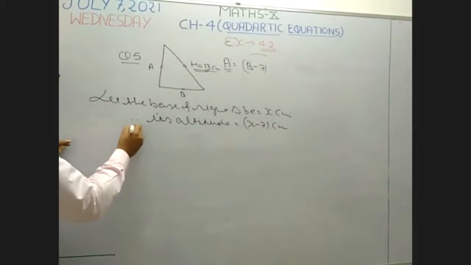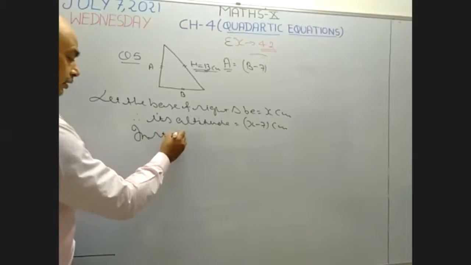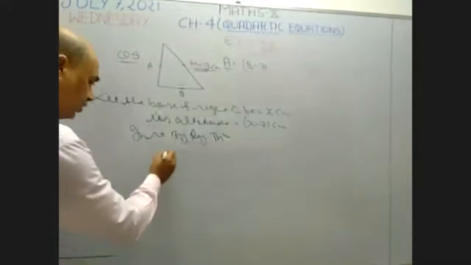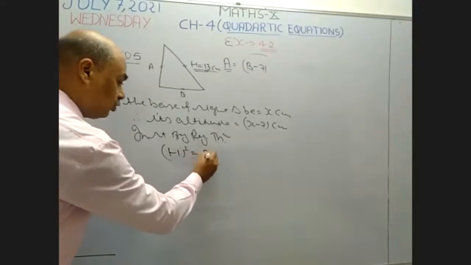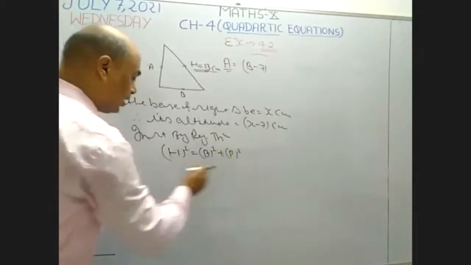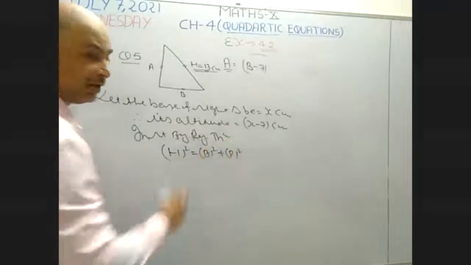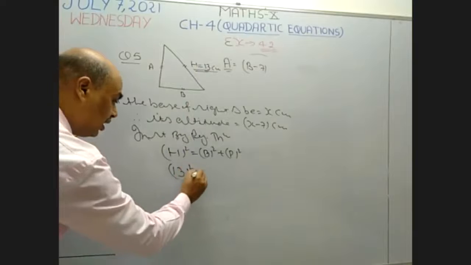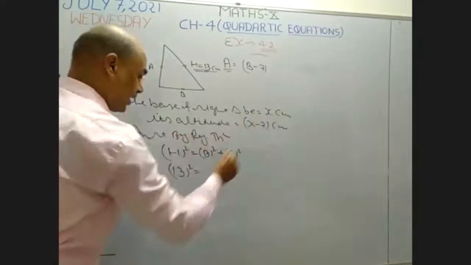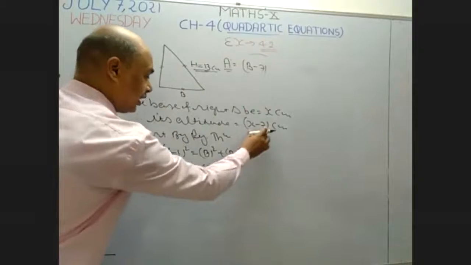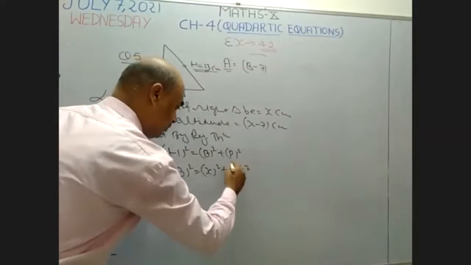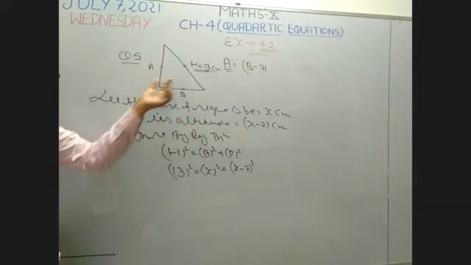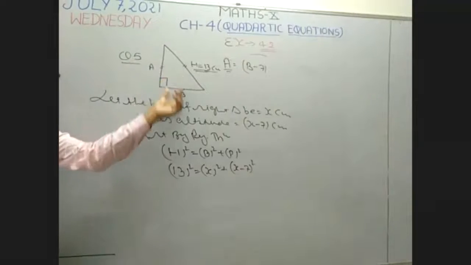So I write here, in the right triangle, by Pythagoras theorem. What is the Pythagoras theorem? Hypotenuse square is equal to base square plus perpendicular square. What is the hypotenuse? Hypotenuse is given 13, so I write here 13 square. What is the base? Base I suppose x, so I write here x square. What is the perpendicular? Perpendicular is given x minus 7, so I write here (x minus 7) square. I hope it is clear. I use the Pythagoras theorem because this triangle is a right angle triangle. In a right triangle, we can use the Pythagoras theorem.